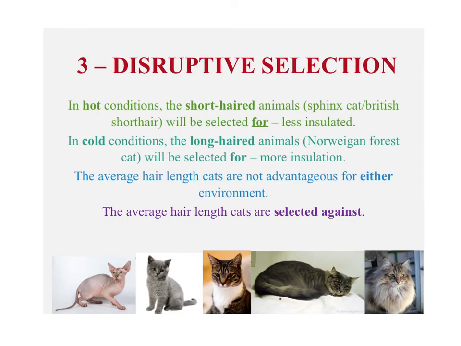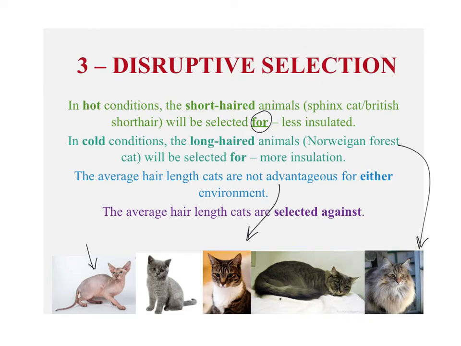So disruptive selection means that the two extreme phenotypes are selected for. So in a hot condition, the short-haired animals, maybe these horrible little sphinx cats down on the left-hand side, will be selected for because they're less insulated, they can lose body heat a little bit better. Whereas in cold conditions, cats like this Norwegian forest cat are fluffier, they can insulate themselves a little bit more. But these boring average cats that most people have isn't really useful for either.